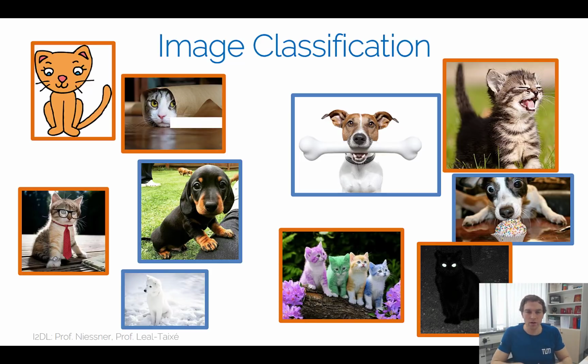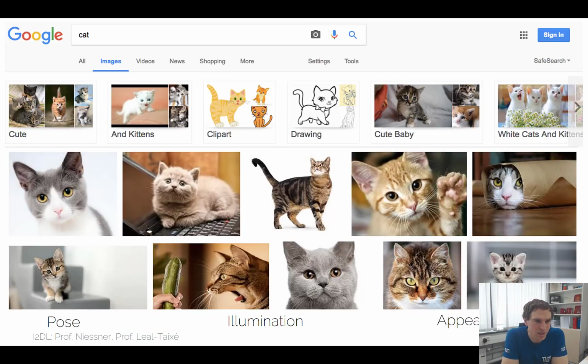Now, this is of course an already very challenging task. If you just go on Google image search, for instance, and type in cat, we're already seeing quite a couple of different images for cats, right? This is what the Google image search will return to you. We already see there's a couple of differences that make this task actually pretty difficult, right?